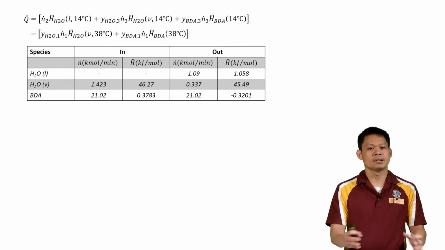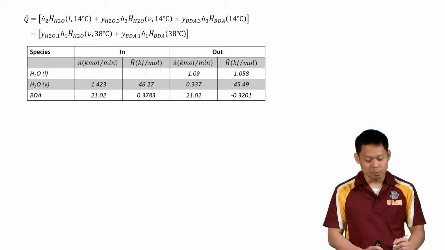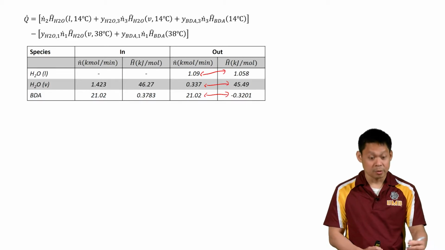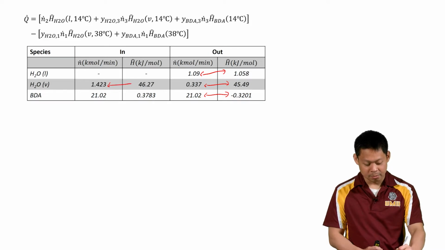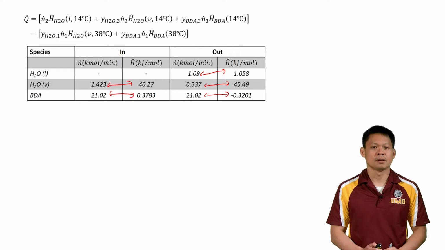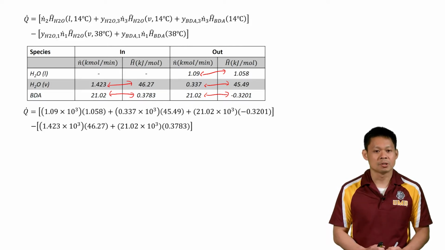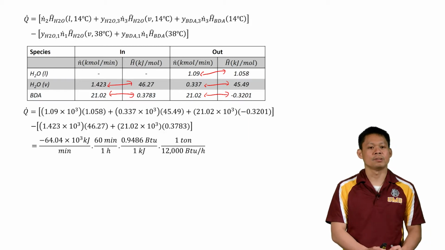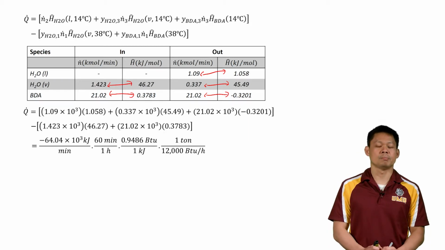So by presenting it in this way, we know that Q is essentially the sum of multiplying these 2 plus these 2 plus these 2, and then we'll subtract the summation of the product of these 2 terms. So with that, we can put in the numbers, crunch the numbers into our calculator. We end up with a unit of kilojoules per minute.